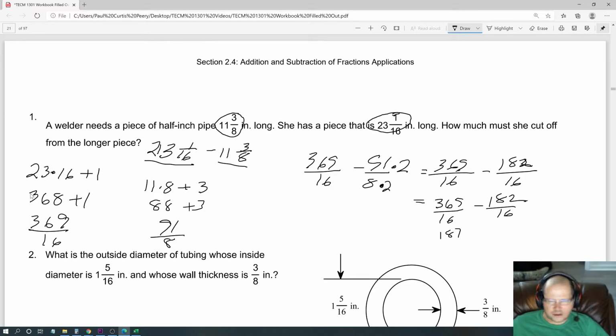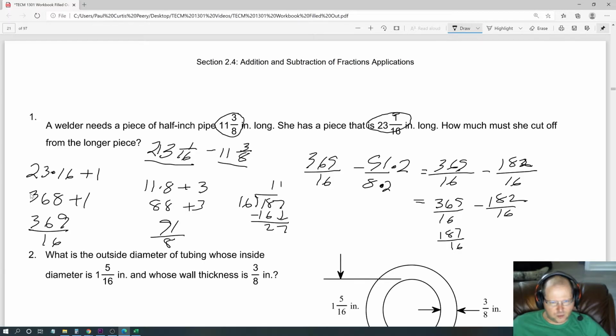When we subtract the numerators, we end up with 187 over 16. Now we reduce that. So we say the equivalent of 187 divided by 16. It goes into 18 once. So we say 1 times 16 is 16. 16 from 18 is 2. We bring down the 7. We get 27. How many times does 16 go into 27?